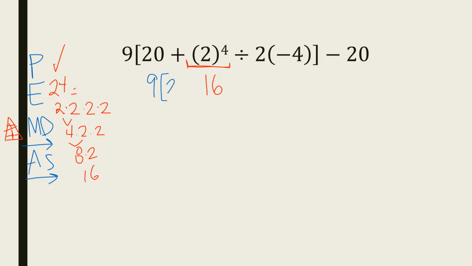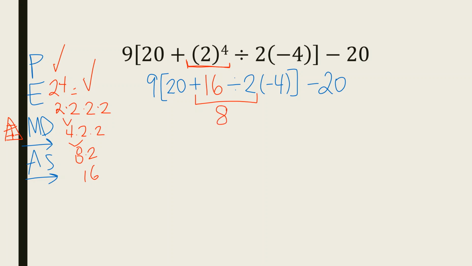9 parentheses 20 plus 16 divided by 2 times negative 4 minus 20. Now we still have parentheses. So after exponents is multiplication and division. We do have division and multiplication. And in this problem, division comes first. So let's do 16 divided by 2. They're both positive. So our quotient will also be positive. Positive 8. And let's bring everything down.